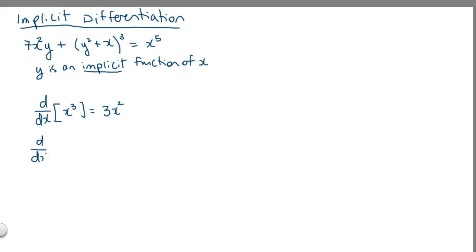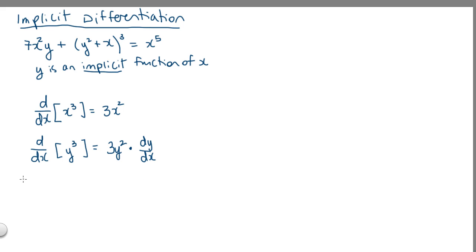But if we take the derivative with respect to x of y cubed, it's going to look a little bit different because in this setting here, y is an implicit function of x. So when we take the derivative with respect to x of y cubed, we are really using the chain rule. We're going to take the derivative of the outside function, so derivative of y cubed with respect to y looks like 3y squared, but to get this derivative in terms of x, we'd have to multiply by dy by dx.